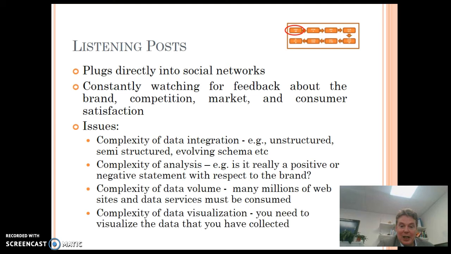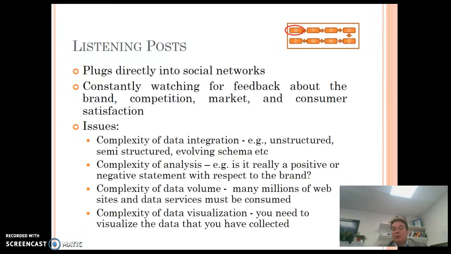So the challenge is all this data is unstructured, semi-structured. It's evolving. It's messy data. It's really hard to analyze. Is it a positive or negative statement? I so love Nescafe. It's the best. Just feel the sarcasm dripping from my voice. I'll tell that to the computer.